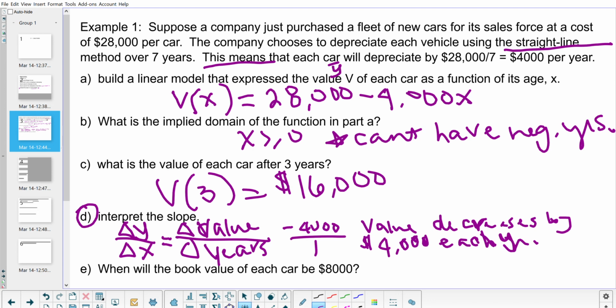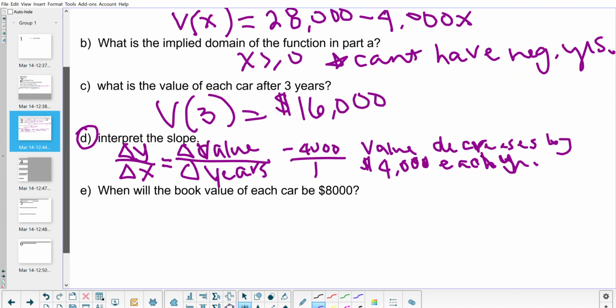Each year. Okay. We're going to practice some more of that, but this whole idea of taking the time to write this out and figure out what each of your variables is super important if you're going to be able to interpret the slope correctly. Okay, when will the book value of each car be $8,000? Okay, when will the value, that's the output, equal $8,000? So we're going to set our line.